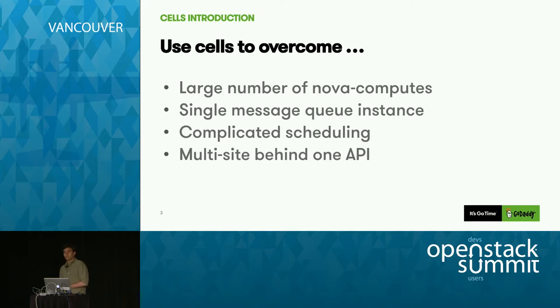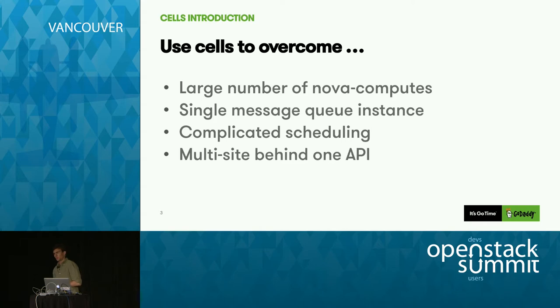What Cells tries to overcome is things like a large number of Nova compute instances in a single Nova, and more importantly, scaling beyond a single message queuing system or a single RabbitMQ cluster. There are a lot of RPC messages going back and forth, and there's only so many that you can effectively get through Rabbit in a certain amount of time.